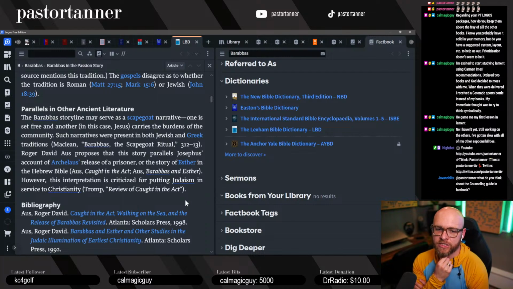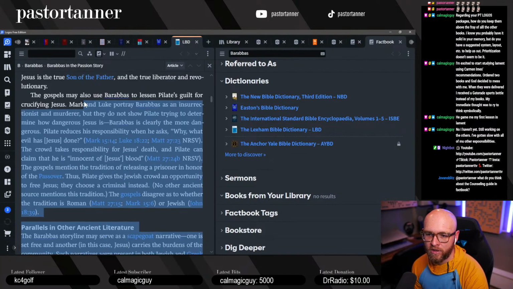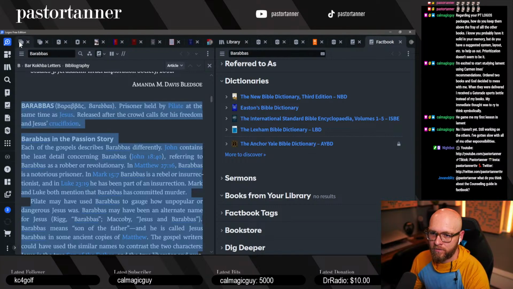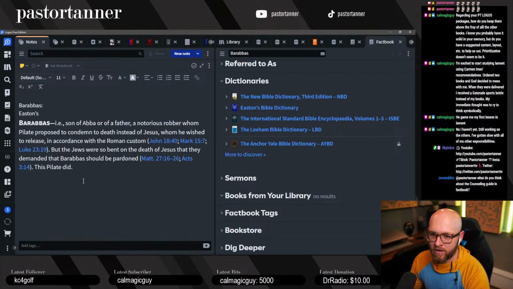Barabbas storyline may serve as a scapegoat narrative. One is set free, and another, in this case Jesus, carries the burdens of the community. Such narratives were present in both Jewish and Greek traditions. McLean, Barabbas the scapegoat ritual. Roger David Aus proposes that this story parallels Josephus' account of Archelaus' release of a prisoner, and the story of Esther in the Hebrew Bible. However, this interpretation is criticized for putting Judaism in service to Christianity. Cool. Wow. Lots of great info here. Fantastic. Lexham Bible Dictionary. Absolute fire.